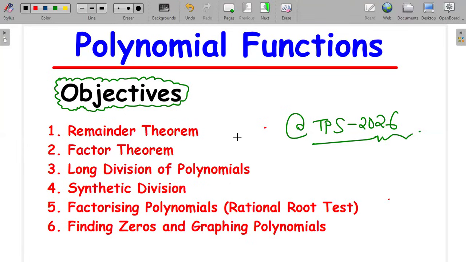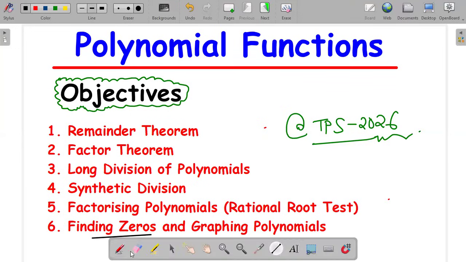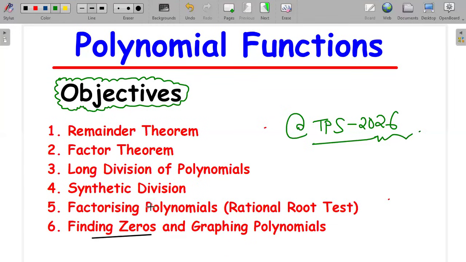And then from there, we'll go to how we can solve polynomial functions. Solving polynomial functions simply means finding the zeros. We're going to see how we can actually find the zeros, and then finding these zeros will help us graph these polynomial functions. So these here are the objectives for the whole topic, the polynomial functions.